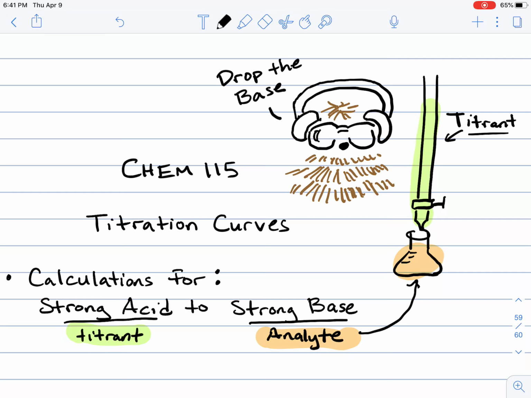More specifically, we are going to learn how to sketch the titration curve of a solution in which our analyte is our strong base and the titrant is our strong acid. And so comparing these calculations to the calculations that I did in the previous video, you'll be able to see some similarities and some differences. And so let's go ahead and begin.